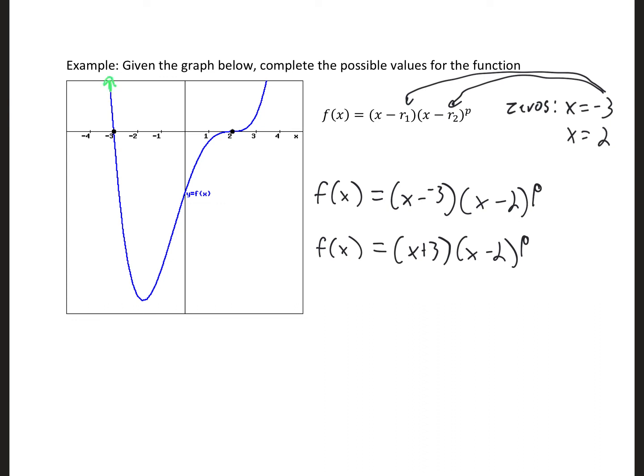Notice how this graph has two ends facing up. So I know I need an even degree. And this bend in the curve shows me that there's some sort of multiplicity other than 1 happening at that point. So I'm going to say f of x could be x plus 3 and x minus 2 with a p-value here of 3 to make an even multiplicity, since I know there's an invisible 1 here.